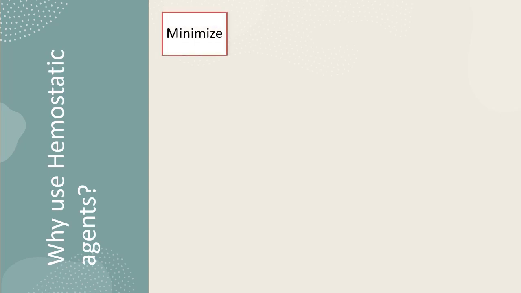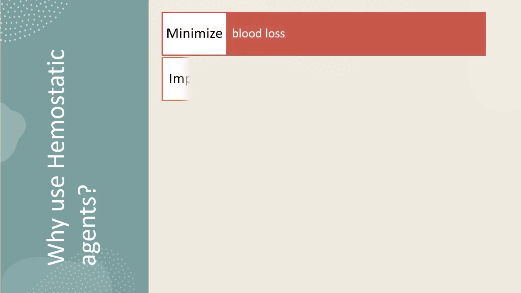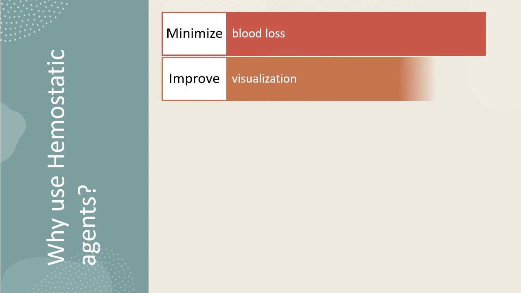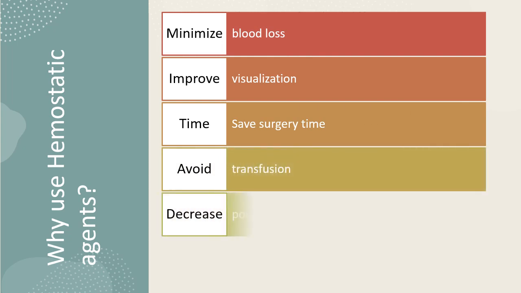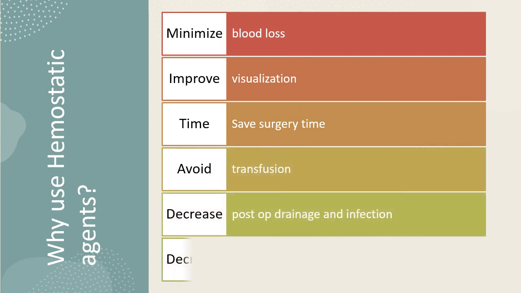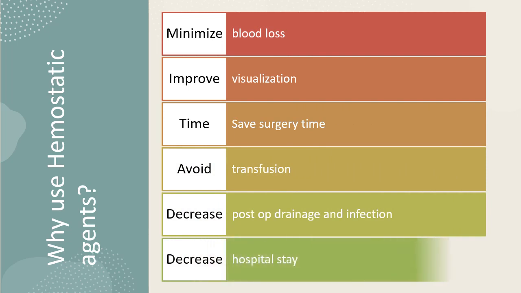Finally, why should we use hemostatic agents? We should use them because they minimize blood loss. They improve the visualization of the surgical field. They save operating time. They reduce or avoid the need for blood transfusion. They prevent leakage of non-bloody fluids, and they decrease post-op drainage and infection. And also, they decrease hospital length of stay.